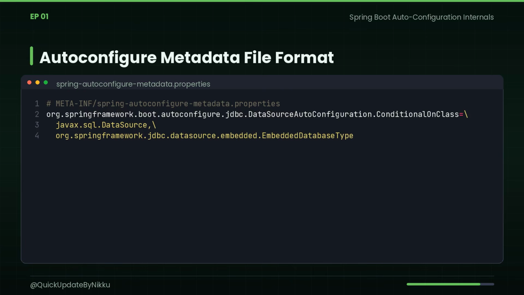This is what an entry in the pre-computed metadata file looks like. For DataSource auto-configuration, the file declares upfront that javax.sql.DataSource and EmbeddedDatabaseType must both be present on the class path. The filter reads this file, checks the class loader, and silently drops any candidate whose required classes are missing, all before a single configuration class is instantiated.